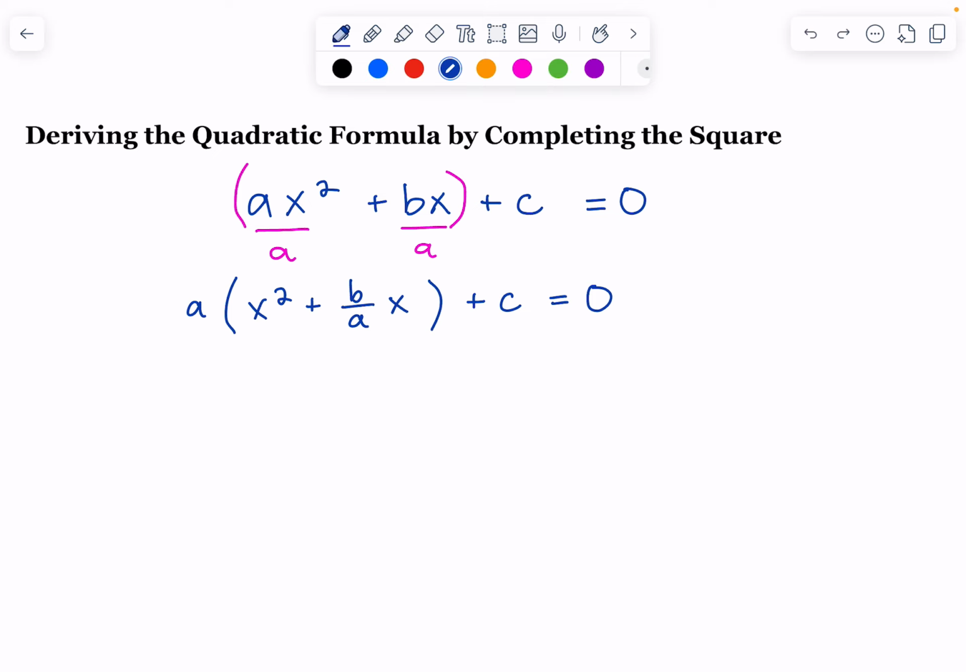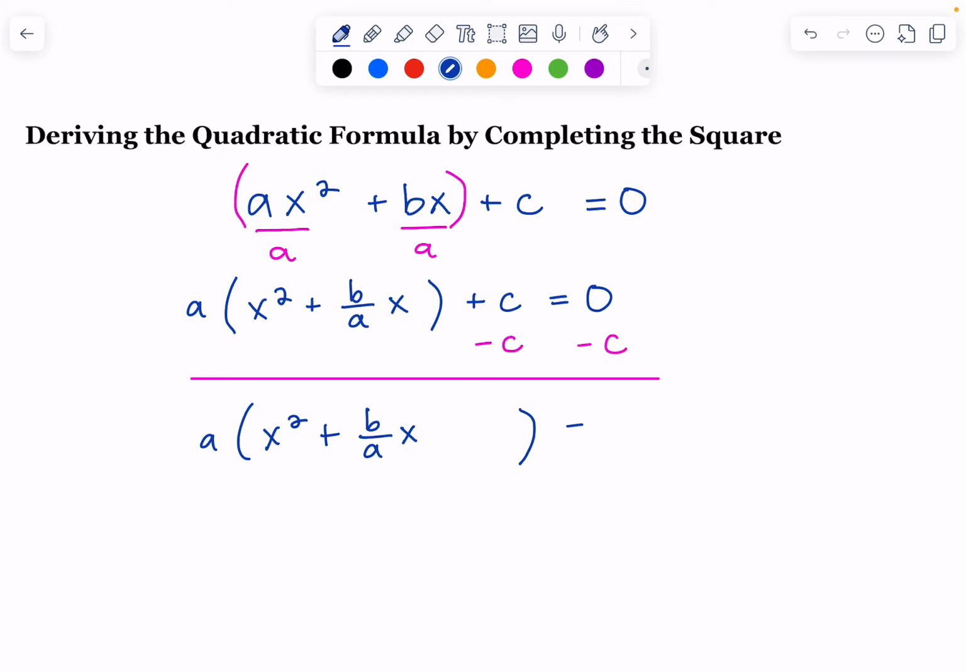Looks a little weird, but we keep it out in front because it's now the new coefficient that goes with that x. The next thing that we're going to do is subtract c from both sides. Some people, when they complete the square, do this step at the very end. I like to do it right here. So when we do that, we're going to have a times x squared plus b over a x, and I'm going to leave some space for what's coming next, equals, and then on the right side I have 0 minus c, so I'm just going to put negative c.